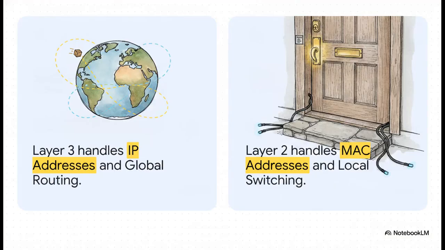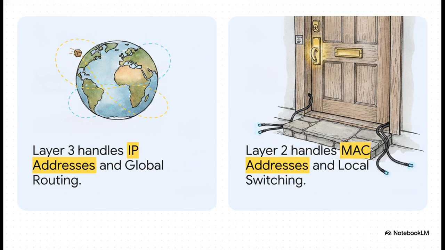So the crucial point here is understanding the handoff that happens between these next layers, because this trips up a lot of developers. Layer 3, the network layer, handles IP addresses and global routing. Think of an IP address as a zip code on a package. It's a logical address that helps routers navigate your data across the entire globe from network to network. But once your data arrives at the destination's local network, Layer 3 is completely done and hands the baton off to Layer 2, the data link layer.